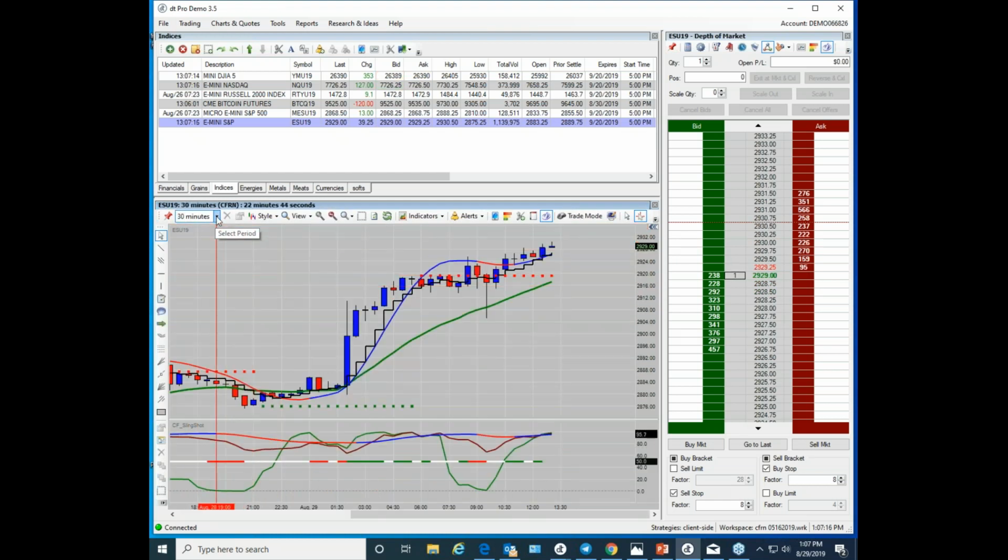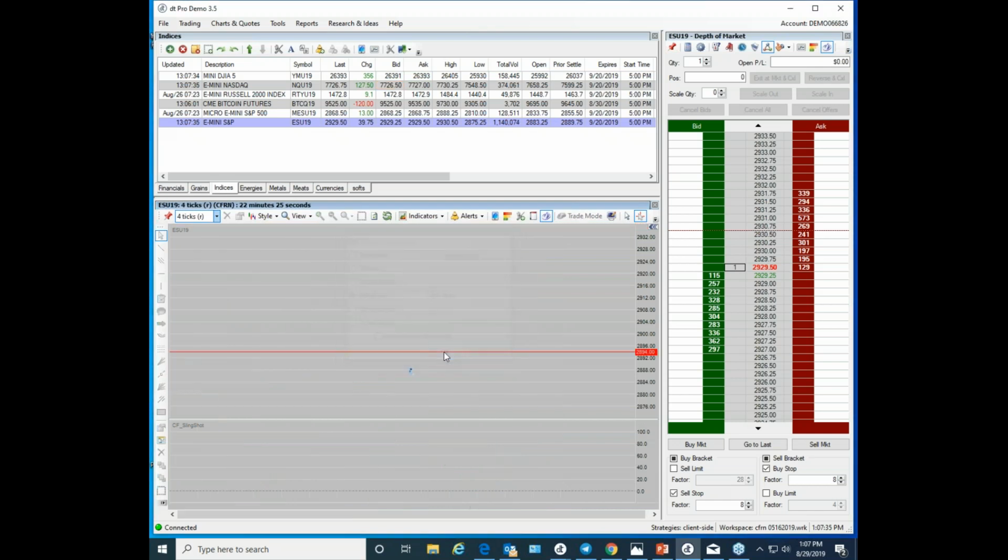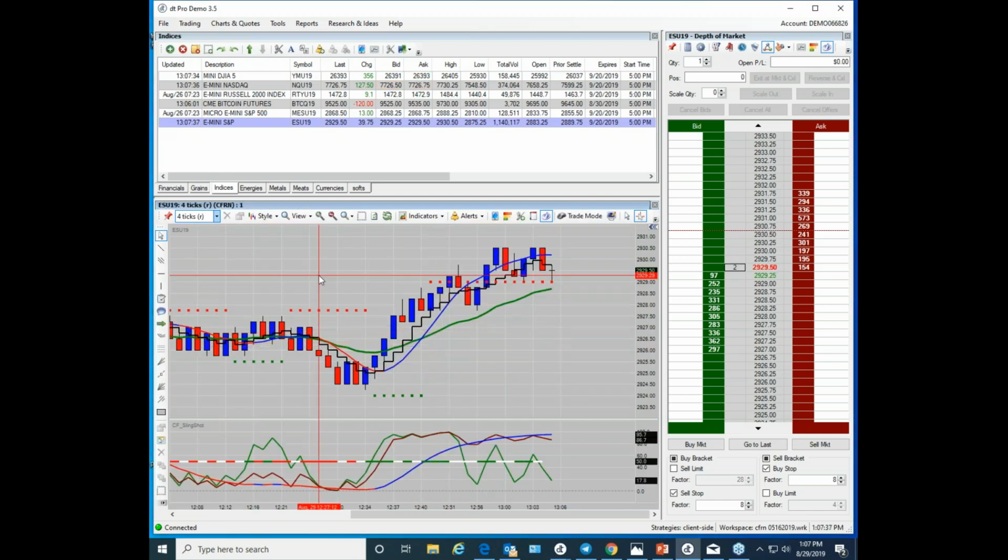What you want to do is see this little left-hand corner of the chart. There's a little time-based box here with a drop-down. Left-click on it and select Custom. Select Range Bar and make that one look like a 4. Hit OK. You're staring at the S&P Mini on a 4-tick range chart. The height of each candle is 4 ticks in height. There's an advantage to that.